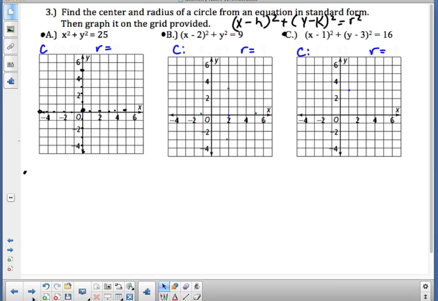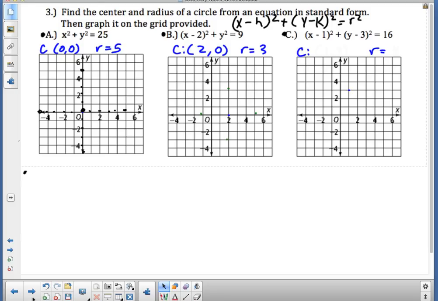Now, the center is 0, 0. My radius is 5. Are you okay with what I've got there? Any questions on how I found that it was 0, 0? Any questions on how it was 5? And in B, the center is 2, 0, and my radius is 3, because 3 squared is 9. Any questions about that? Yes, sir. How did I get the 5? Square root of 25.